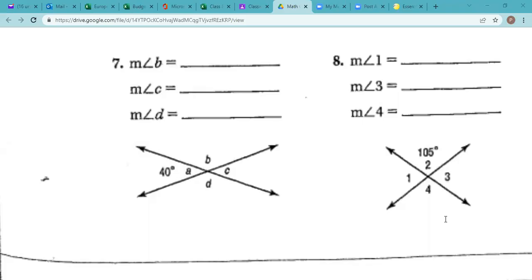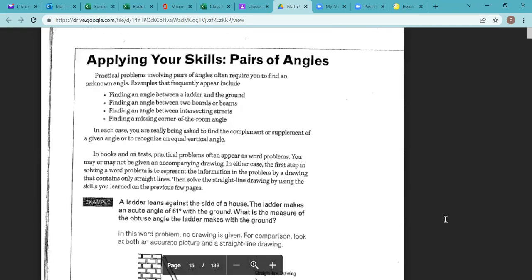All right, so let's see. Your answer to number 7, I said, was angle C is 40 degrees, angle B is 140, and angle D is 140. Okay, next page. Now, this is going to be where you're applying your skills, all right? It's basically working the same way as what we just did, though. It's just in picture form or word form, so it makes it harder just because of that. But if you have a picture, you don't really need to read the problem. You can just go off the picture.